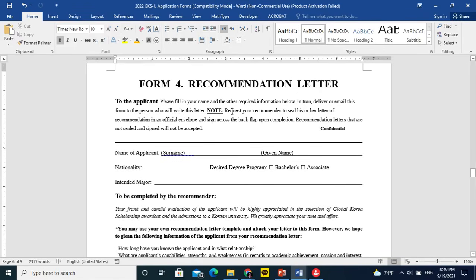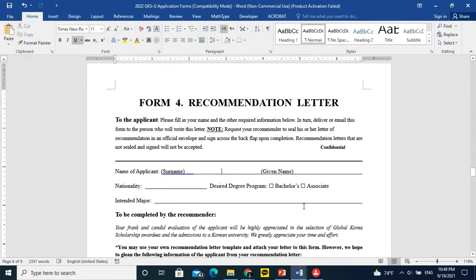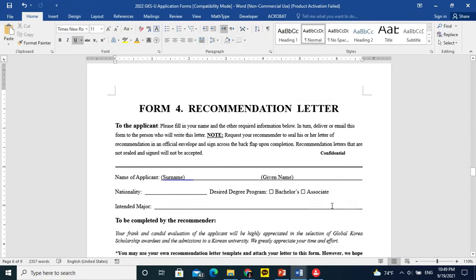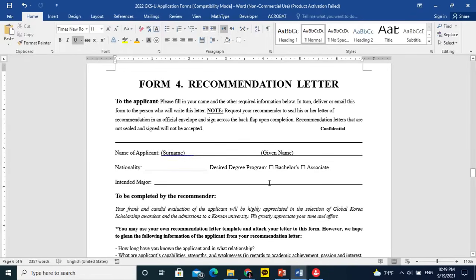Here you do not need to delete these. Just give this form, one page, to your recommender, whether principal or teacher, whoever is your recommender. He will write his surname, given name, nationality. He can write it on the computer, or if he does not feel comfortable with computer writing, he can take a printout and write with a pen.